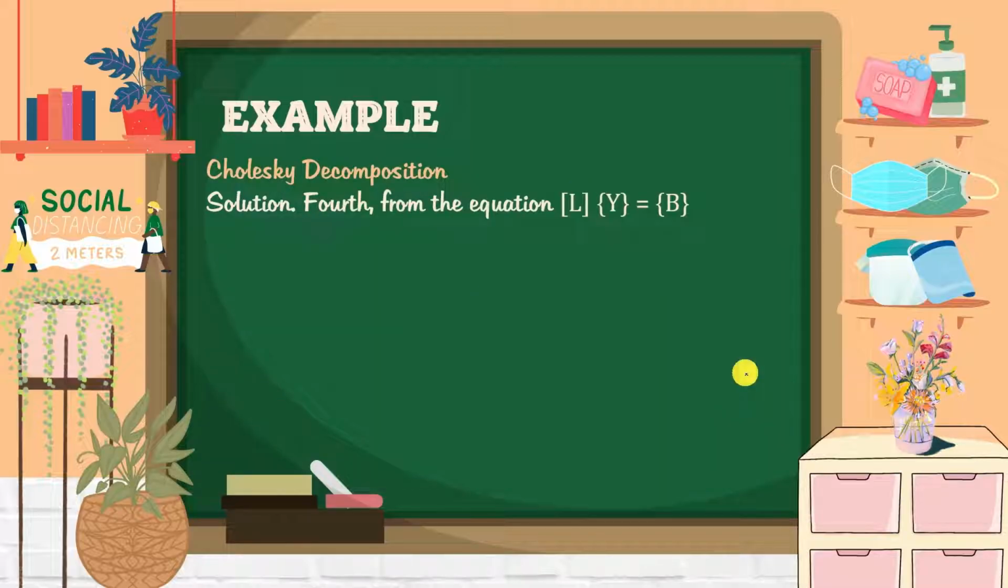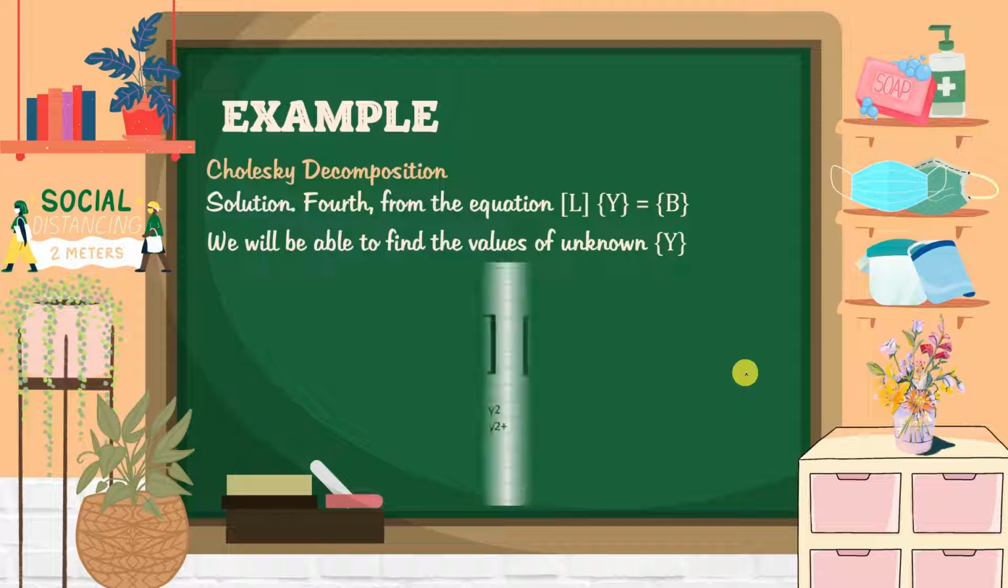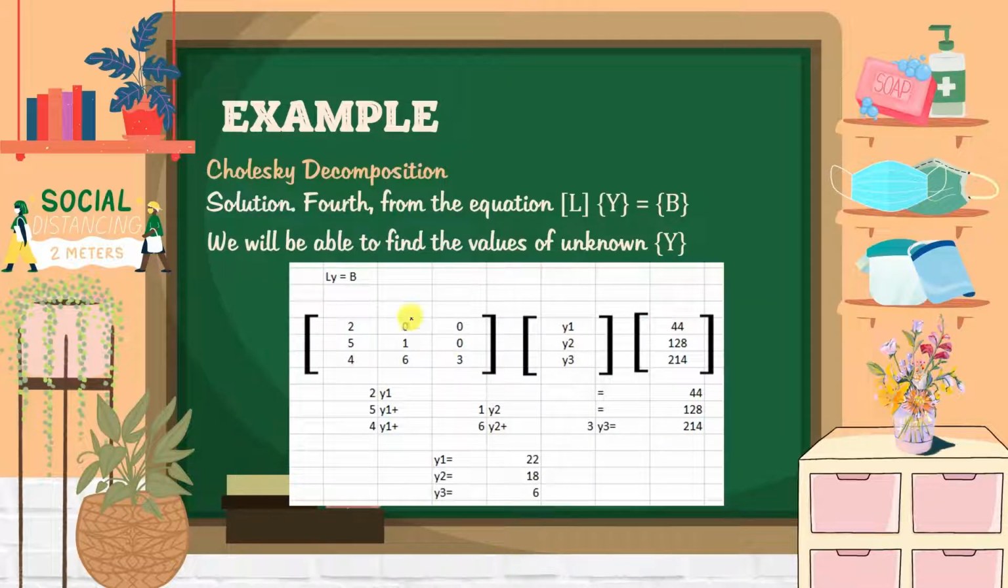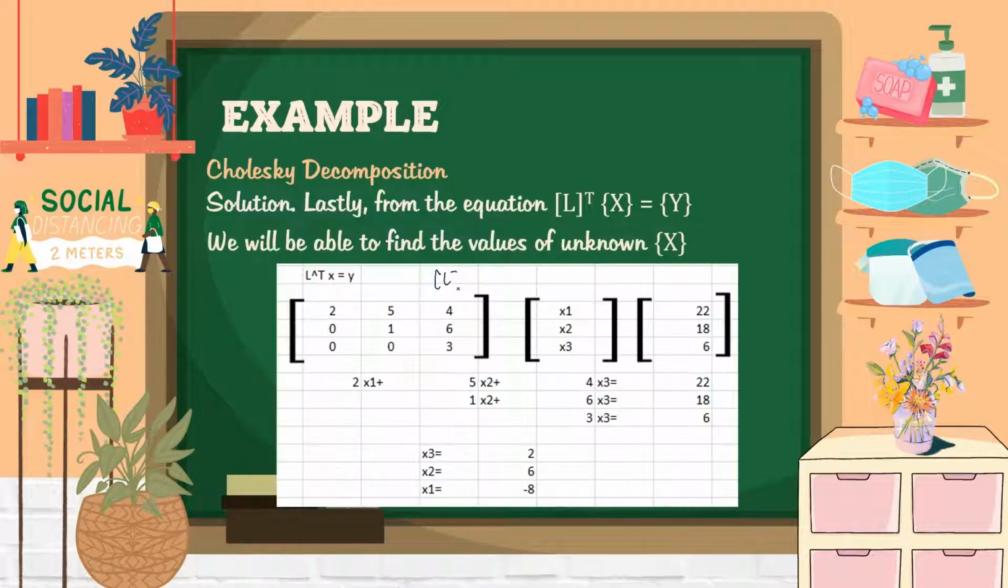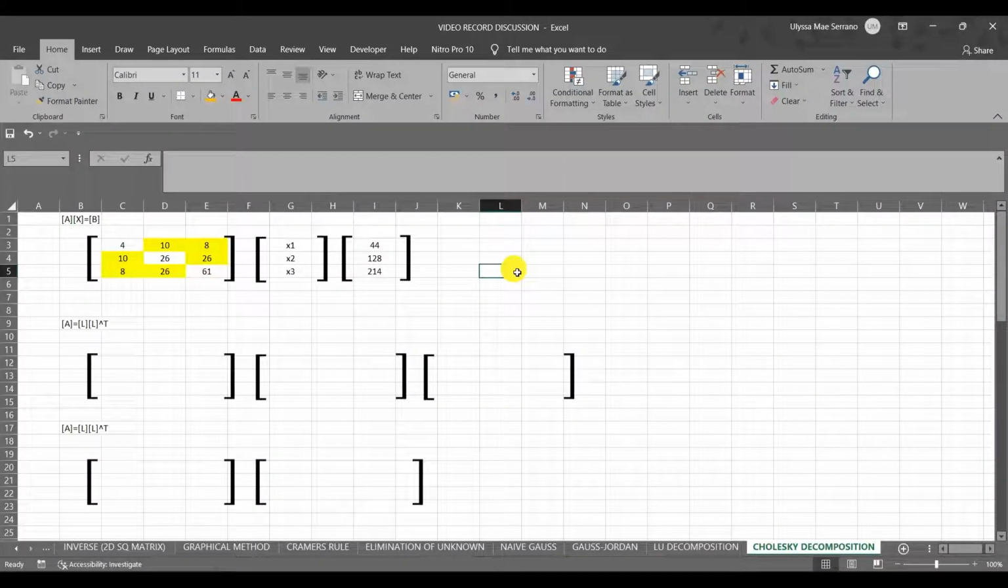And then, for our solution process, we will be able to find the value of Y based on this equation. This is simply represented as LY equals B. So, we have the values of Y1 and Y2. And then, lastly, the equation to be used now is the transpose L raised to T, X equals Y. So we will now be able to find the value of X. So let's now try using Excel, applying Cholesky decomposition.